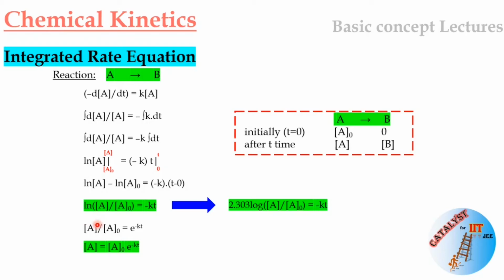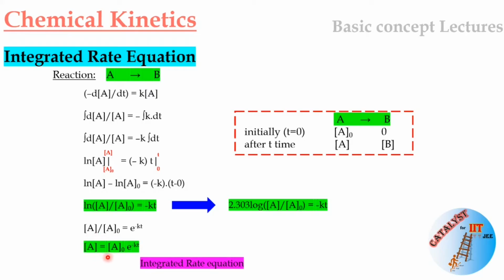Now let us come back here. From ln A by A0 equal to minus kt, if you want to get rid of this ln, you need to put it on the other side. So what you get is A by A0 equal to e to the power minus kt. Now you write this as A equal to A0 e to the power minus kt. So this is the integrated rate equation for first order reaction.